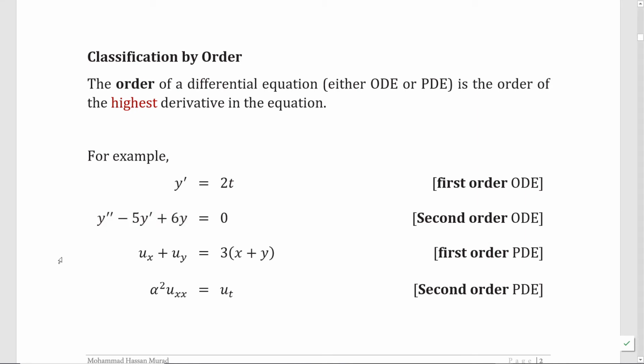Similarly, the third equation is called a first order partial differential equation, since it only involves the first order derivatives of the unknown function u. And the fourth equation, as in the case of the second equation, involves a second order partial derivative of the unknown function u.